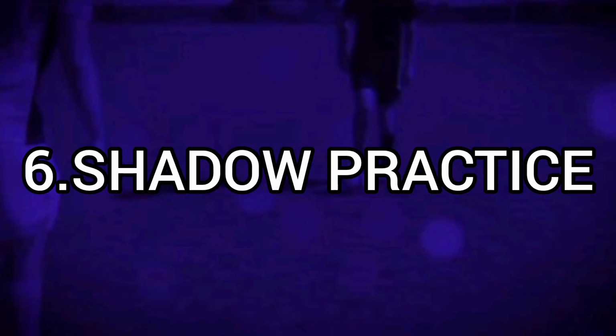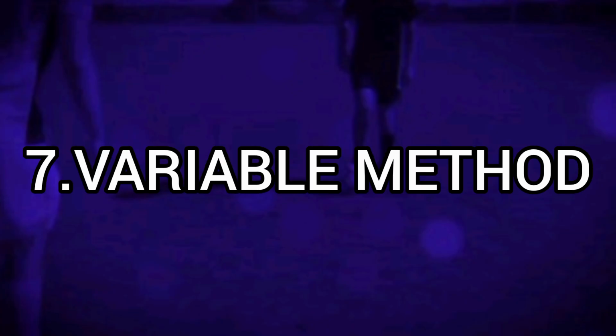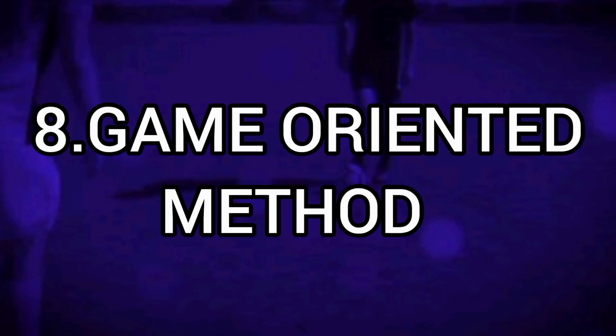In this method, you practice the whole skill as one. Once you learn the skill, now you can practice the skill without defenders. Practicing without defenders is called shadow practice. Next one is the variable method. In this method, you can apply various conditions and situations that can come up in a match. And finally, we move to game-oriented method. In this method, we now apply the skill in a game situation.